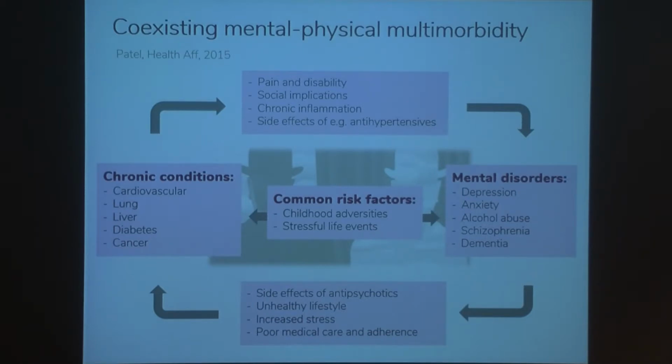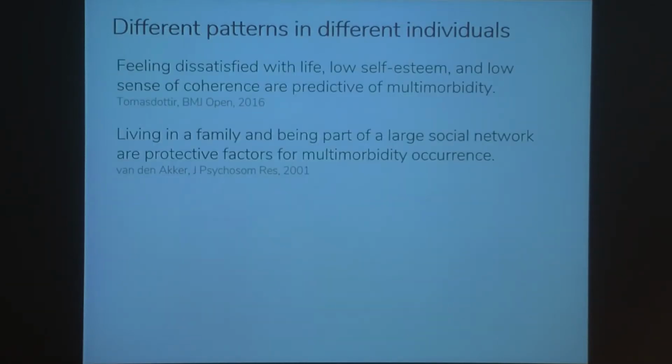And of course, lifestyles also play a role. And in the middle, we have the psychosocial factors, the lifelong psychosocial factors also playing a role when underlying this clustering of diseases. And in fact, it has been shown that feeling dissatisfied with life, low self-esteem, low sense of coherence are predictive of multimorbidity. And conversely, living in a family and being part of a large social network are protective of multimorbidity patterns.